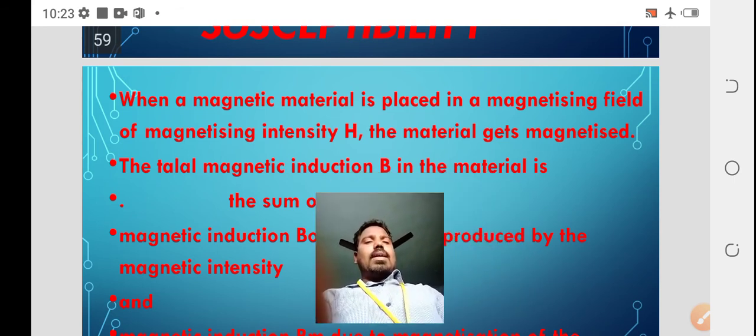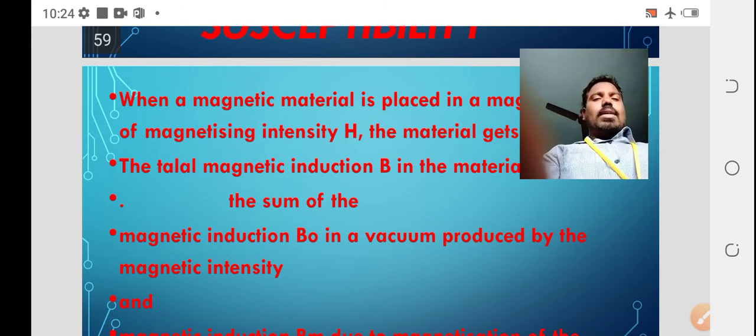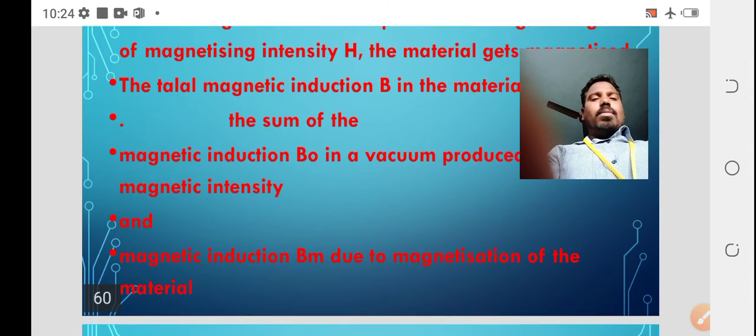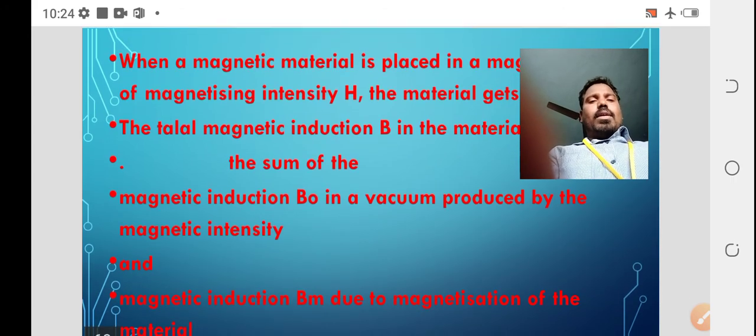Here the magnetic induction is represented by symbol B. The total magnetic induction in the magnetic material is B, which is the sum of the magnetic induction in vacuum, that is B naught, and the magnetic induction in the medium, that is Bm. So in vacuum it is produced by the magnetic intensity.